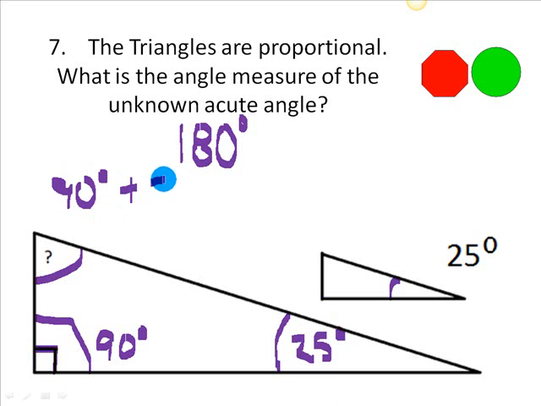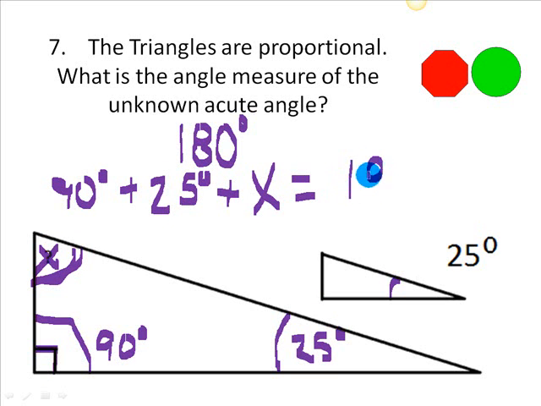Oh, it's 90 degrees. So what that means is that 90 degrees plus 25 degrees plus whatever this is, and we'll call this x. We use x for the unknown things. So x equals 180 degrees. All right, so 90 plus 25 plus x equals 180.